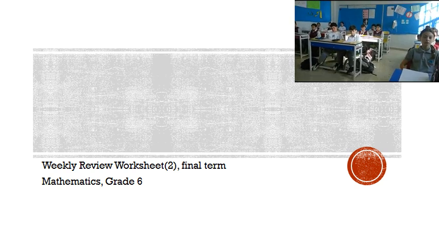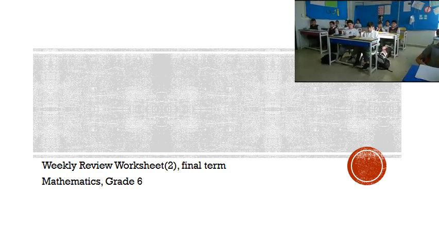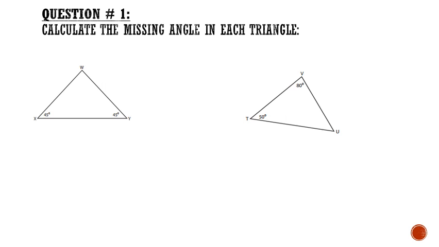Today we are going to record the weekly review worksheet 2 of the final term that covers the particular triangles and the signed numbers, the relative numbers, okay? So starting by the first question, I have to calculate the missing angle in each triangle.